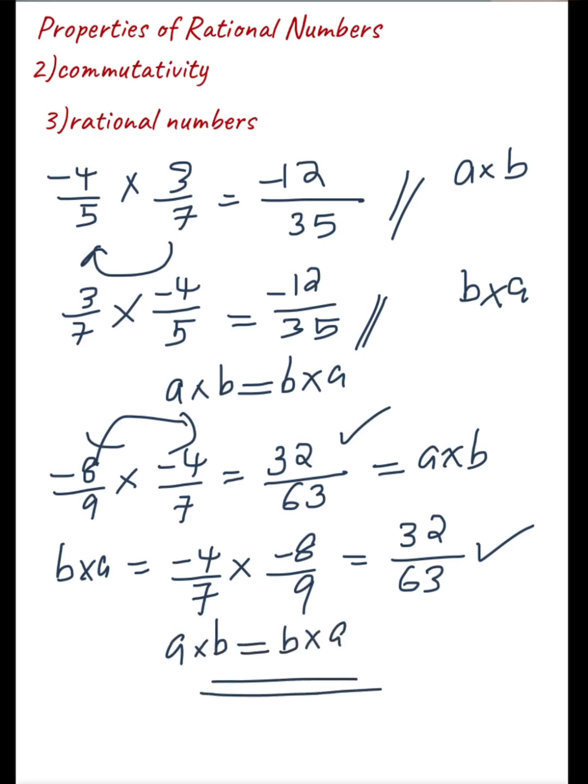That means multiplication is commutative for rational numbers. If you want, you can check with more examples. Now let's see what is the case with division. I am taking minus 5 by 3 divided by 3 by 7.